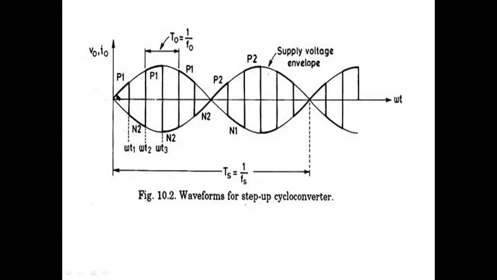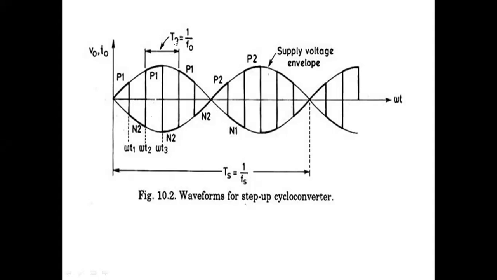If you take one cycle of the input, this is one cycle, a positive sine wave from here to here. This is one cycle TS. For one cycle time period, here the time period is reducing by 6 times. One positive and one negative you take for output voltage V0. Otherwise it would be one positive and one negative.